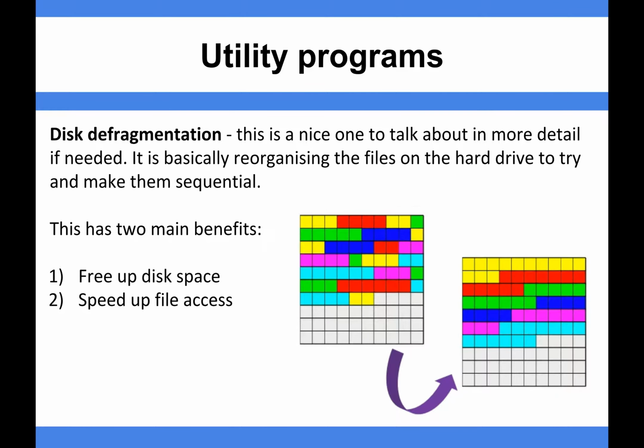If you imagine this was, let's say, a hard disk drive, magnetic, if you imagine it's spinning and I'm trying to read that line of data, that's quite easy and quite fast if it's all in line for me to read. But if I've got to then move over here and then move over there, that's going to mean there's more movement going on, that's going to take longer to read. Okay, so it can speed up file access, but it also can free up some disk space.